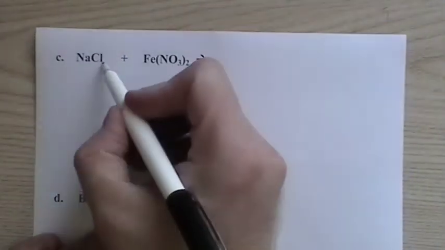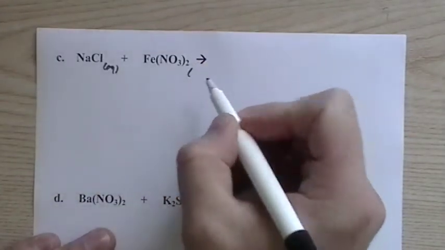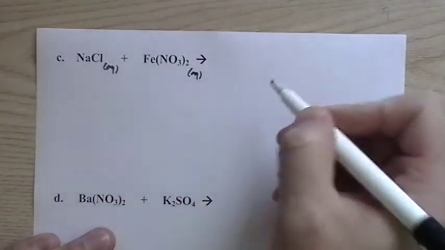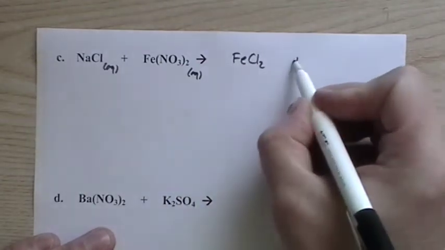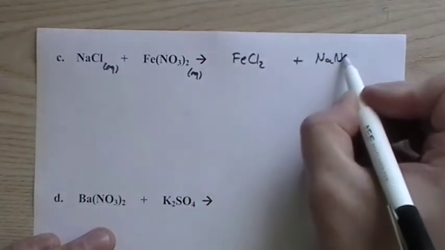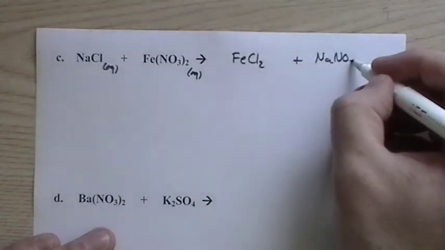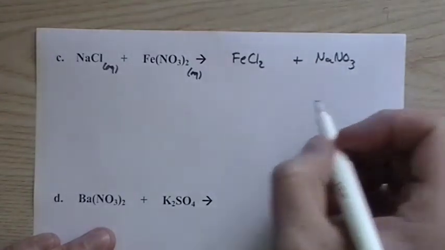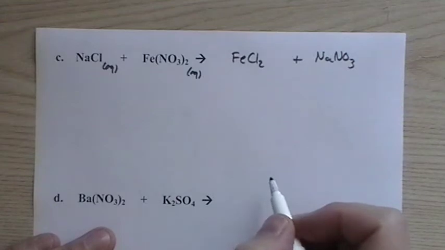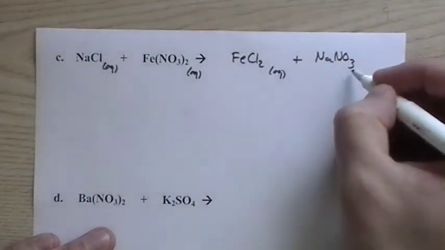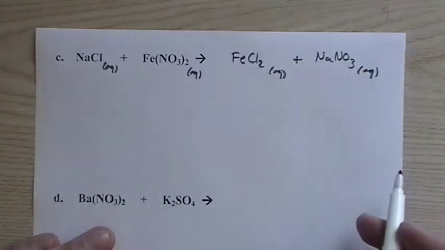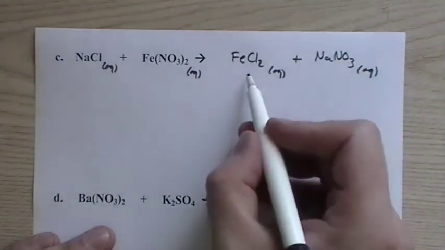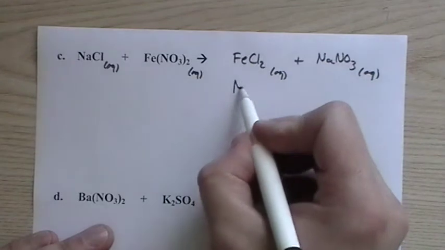Sodium chloride, should know that's aqueous right off the bat. Then we have iron 2 nitrate, which has to be aqueous. This is going to produce iron 2 chloride and sodium nitrate. Now if we look at the rules, iron 2 chloride is aqueous, as is sodium nitrate. Now we haven't balanced it, but we don't really need to because everything is aqueous means there's no reaction.